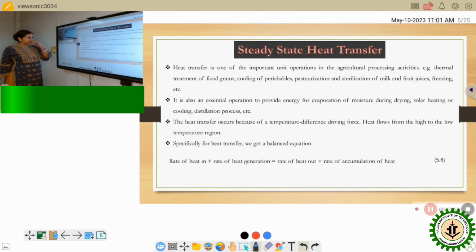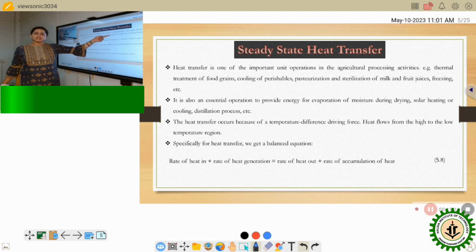Now coming to steady state heat transfer. Heat transfer is one of the most important unit operations in agricultural processing activities. Examples include thermal treatment of food grains and cooling of perishables. Cooling of perishables means cooling highly perishable food which has a lower shelf life. Then pasteurization and sterilization of milk and fruit juices.